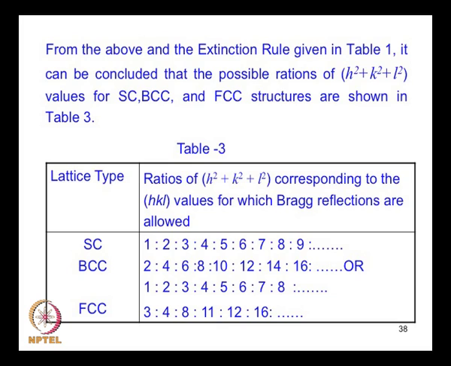From the above and the extinction rule, it can be concluded that the possible ratios of h square plus k square plus L square values for the simple cubic, body centered cubic and face centered cubic structure are shown in the next table. These are the ratios for the different HKL values for which Bragg reflections are allowed. For a simple cubic, the ratio is 1:2:3:4, all the numbers. For a body centered cubic lattice, it is 2:4:6:8:10, which can be reduced to 1:2:3:4, etc. And for the face centered cubic lattice, it is only 3:4:8:11:12:16, etc. So, you see how there are systematic extinctions.